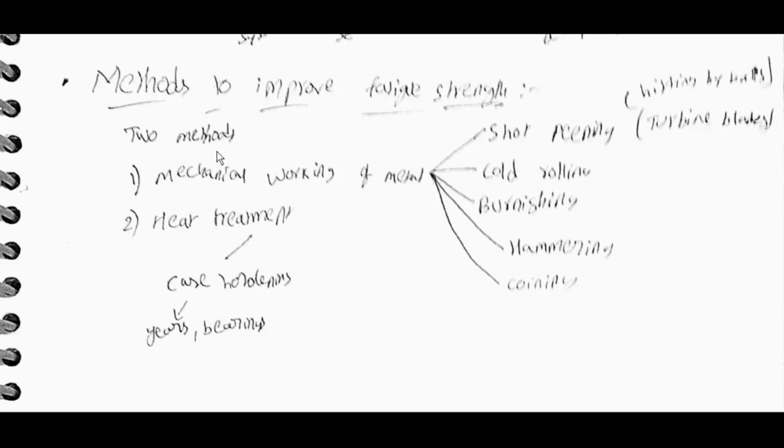Methods to improve fatigue strength. Two methods: mechanical working of metal, such as shot peening (hitting by balls) for turbine blades, cold rolling, burnishing, hammering, coining; and heat treatment, such as case hardening for gears and bearings.